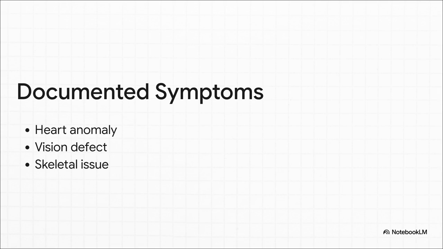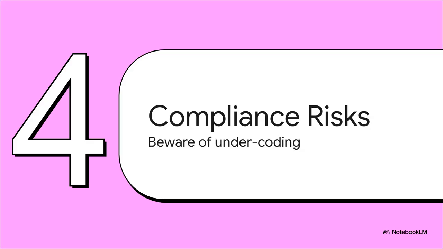So the really crucial takeaway here is that you are officially mandated to assign individual codes for the specific, distinct physical symptoms present in the record. If your patient has one of these blank index syndromes, but their chart clearly lists a heart anomaly, a vision defect, and a skeletal issue, you're going to drop those 3 distinct symptom codes right onto your claim form. You code exactly what is documented, and you code what is currently presenting in the patient. It's really that straightforward. Wrapping things up with Section 4, compliance risks, and why you absolutely must beware of undercoding.